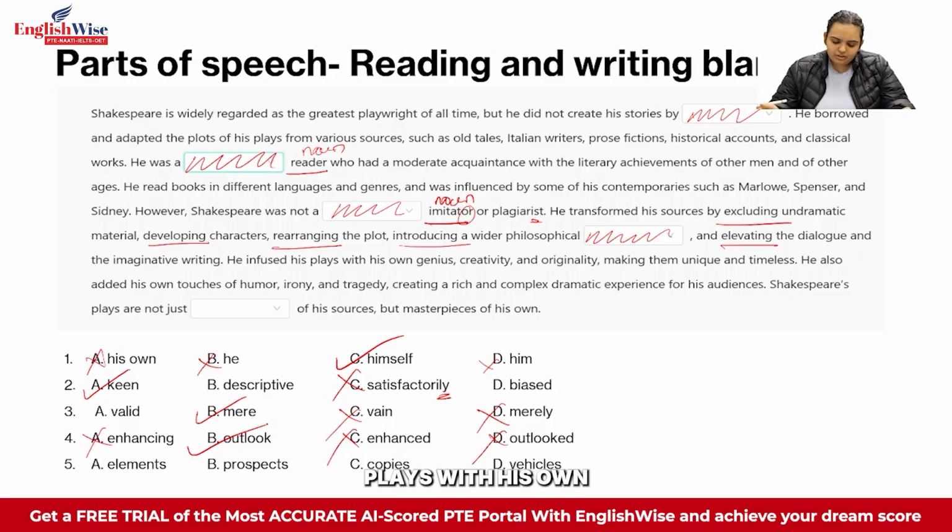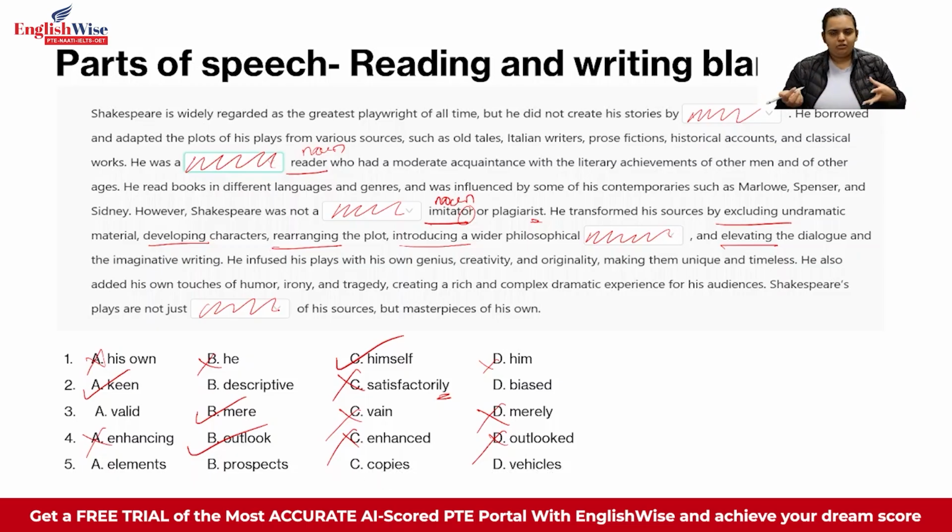He infused his plays with his own genius, creativity, and originality, making them unique and timeless. He also added his own touches of humor, irony, and tragedy, creating a rich, complex, dramatic experience for his audiences. Shakespeare's plays are not just dash of his sources, but masterpieces of his own. Let us read this sentence without this blank. Shakespeare's plays are not just of his sources. Again, this doesn't make sense. Not just of what.